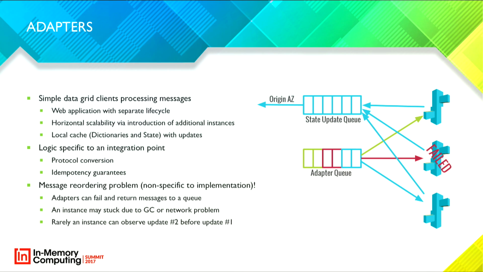And these adapters, they have to be, first of all, resilient to failure of one node. Secondly, it has to be horizontally scalable because some of the interfaces are fairly slow, which means you need to have multiple of them. And it introduces message ordering problems.